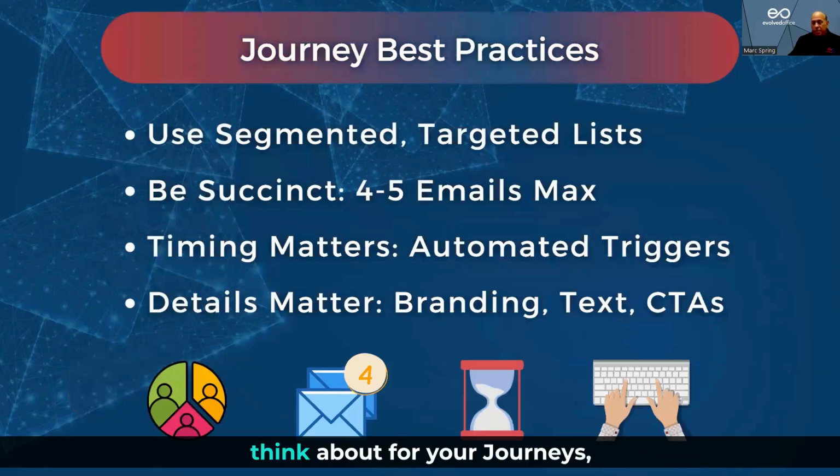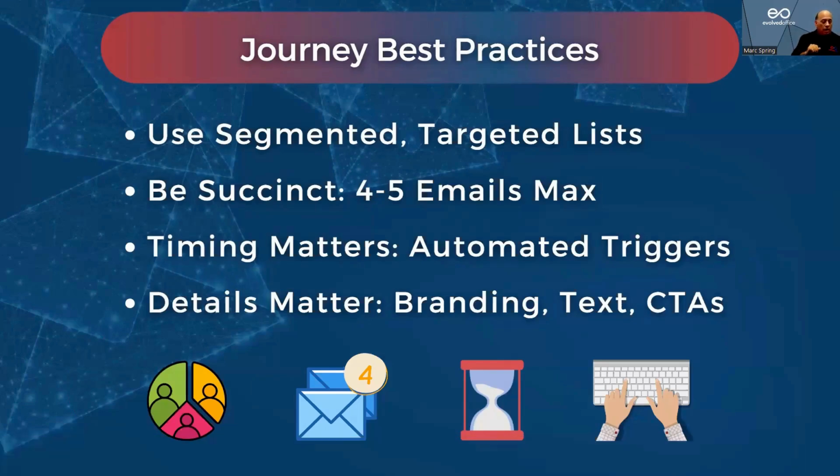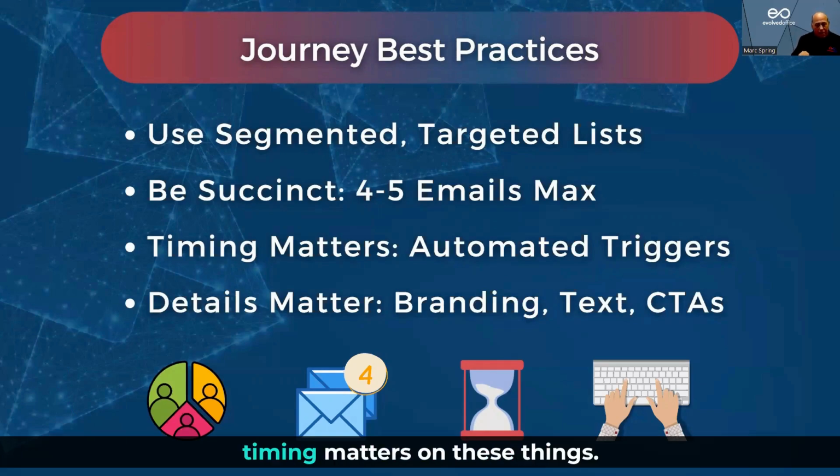So some of the things just to think about for your journeys: make sure they're segmented and very highly targeted. Keep them short, 4 to 5 emails. You can go longer as you learn more, but in the beginning, keep them short. Set your automated triggers. Timing matters on these things. Make sure that you're sending the emails at the right time to the right person with that right message, and make sure all of your emails have a call to action, and keep your branding consistent, especially in a drip campaign where you're really trying to create that consistency, right?